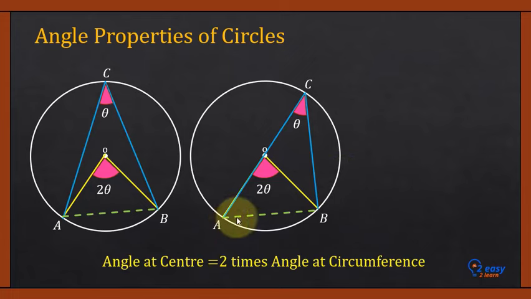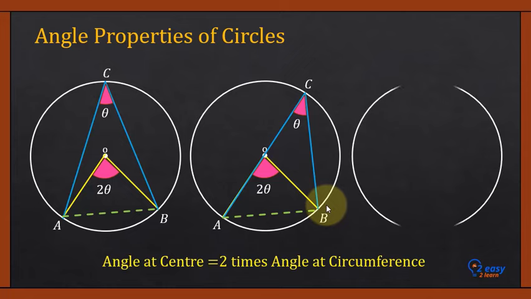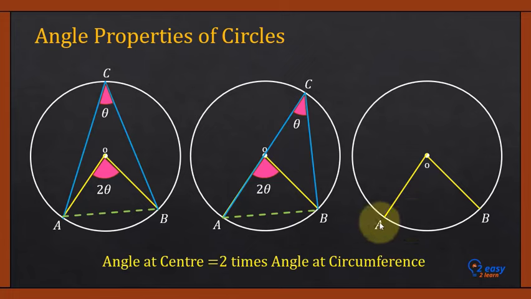If the minor arc is making the angle at the center, then the circumference angle will be formed on the major arc, and we will observe the opposite of it. Let's look into this diagram. The arc AB is making an angle at the center. So there are two angles. One is formed by the minor arc and the other one is formed by the major arc.